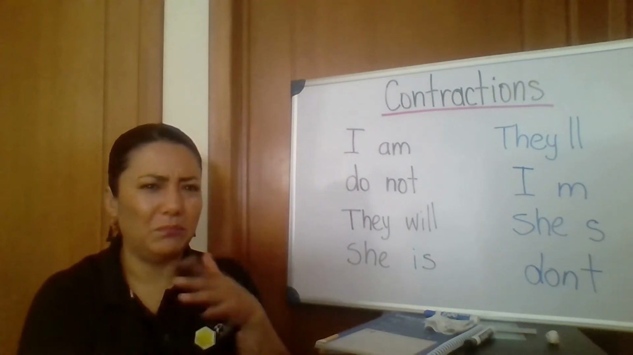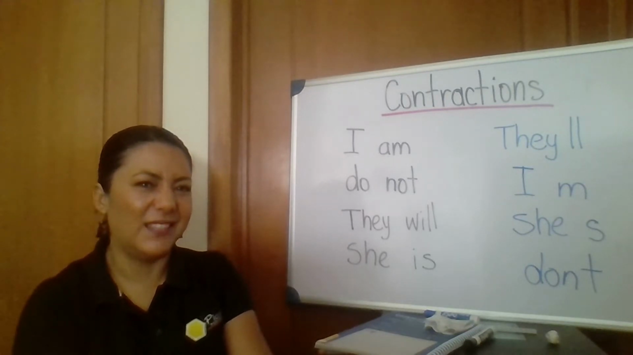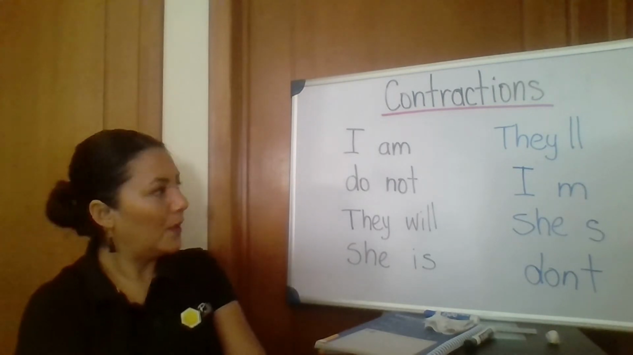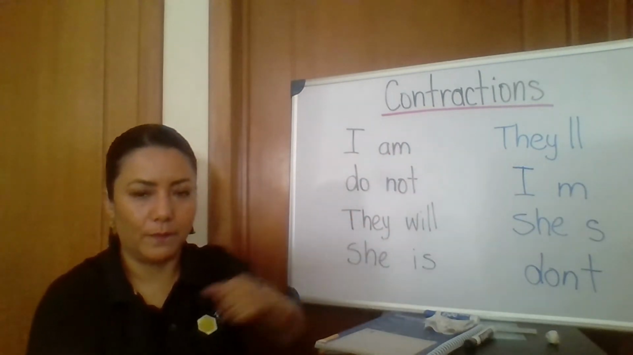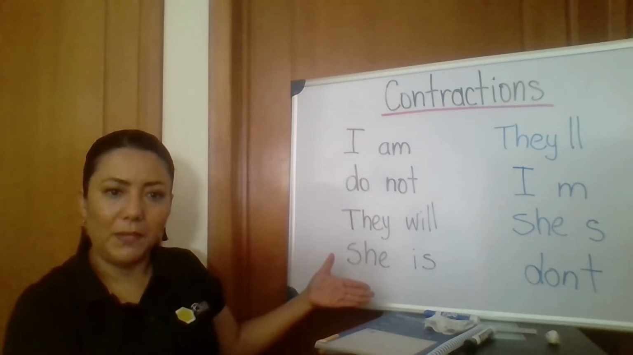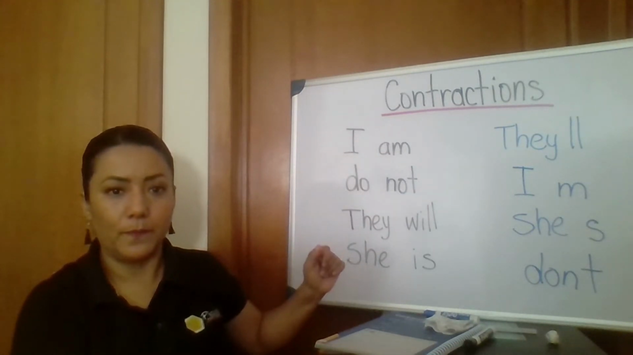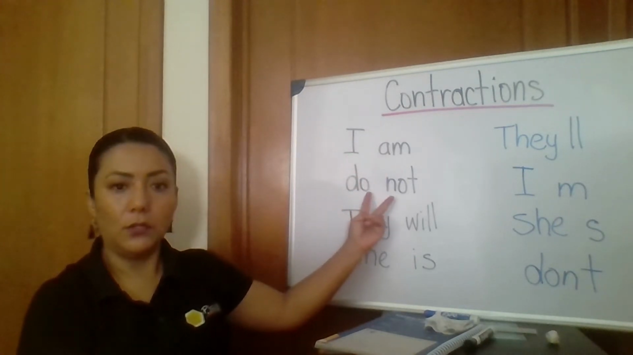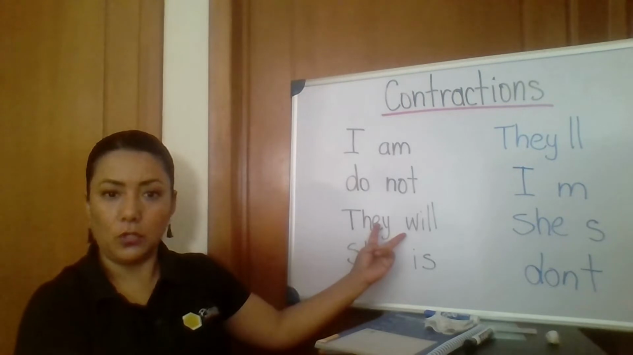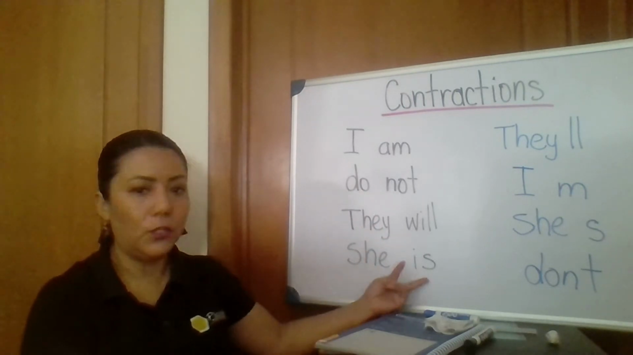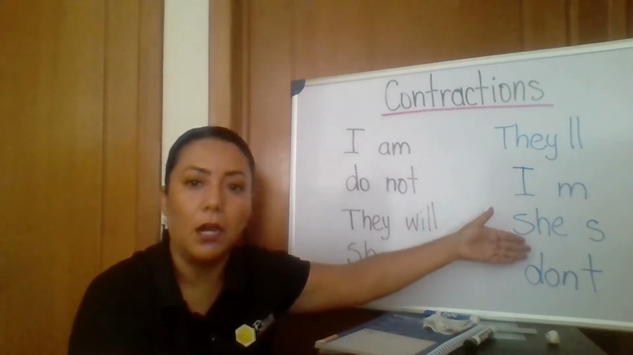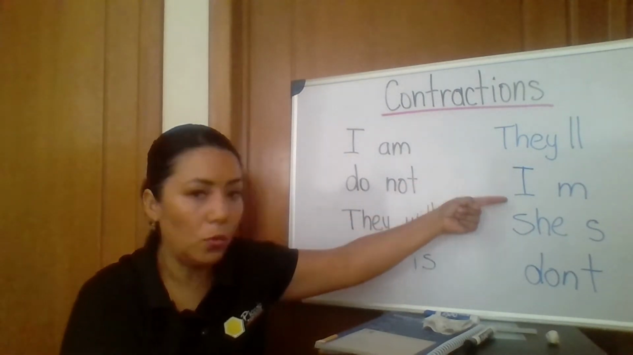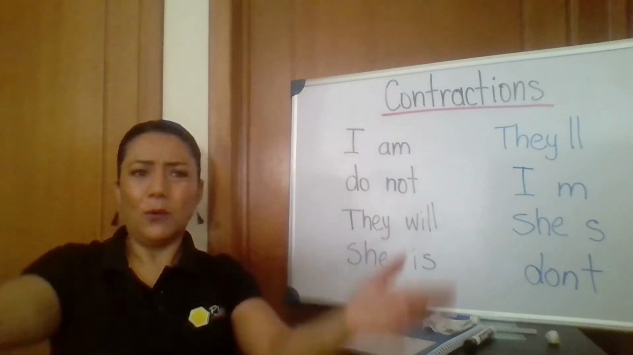Contractions we did in book 3, I think. Yeah, we did contractions in book 3. But let's just remember a little bit. Look at the words I have here. In my first column, I have one and two words. But in my second column, I just have one word. Why is that possible?